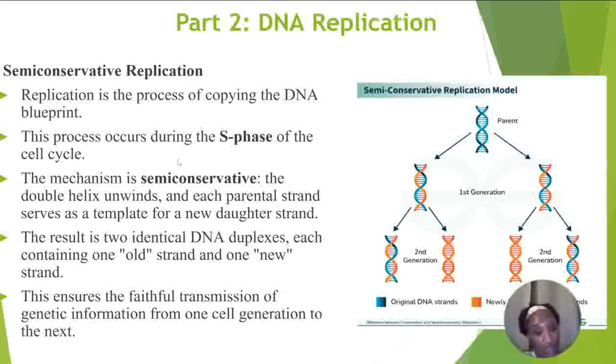So part 2 will be about DNA replication. Replication is the process of copying the DNA blueprint. This process occurs during the S phase of the cell cycle. And this mechanism is known as semi-conservative. The double helix unwinds, and each parental strand serves as a template for a new daughter strand. This results in 2 identical DNA duplexes that contain an old strand and a new strand. This ensures the faithful transmission of genetic information from one cell generation to the next.